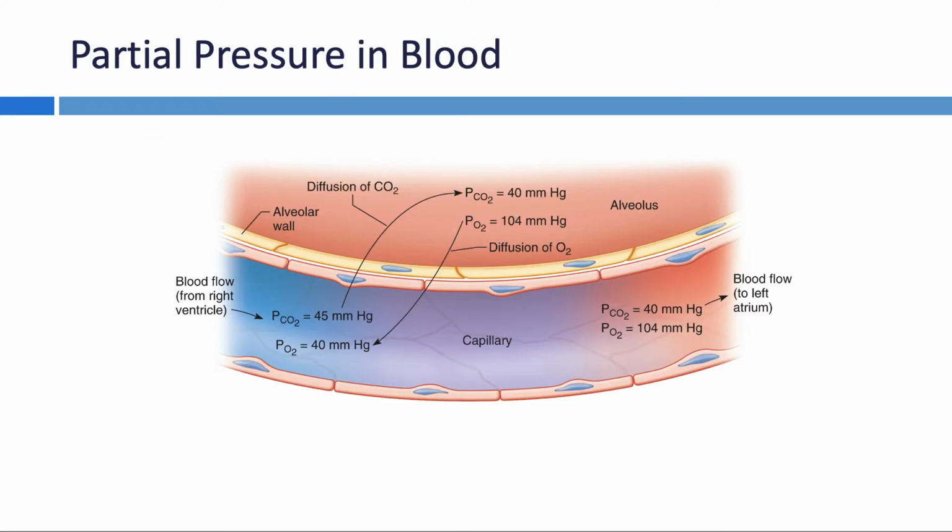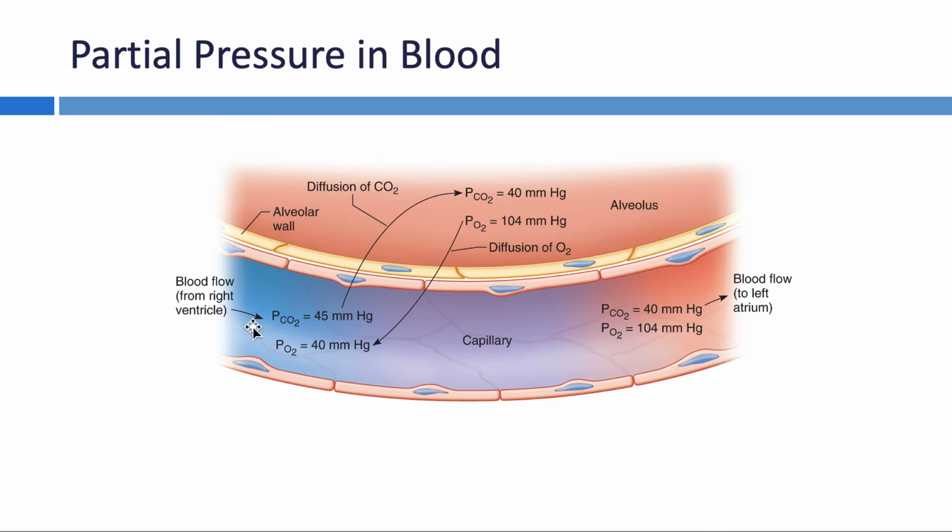So when you look at the numbers here, remember that the atmospheric partial pressure of oxygen at sea level was about 160 millimeters of mercury. By the time it gets into the alveoli, it's only 104. So it goes from 160, easily goes into the area of lower pressure, 104, and then goes into an area of even lower partial pressure, which is here, 40 millimeters of mercury within the blood.